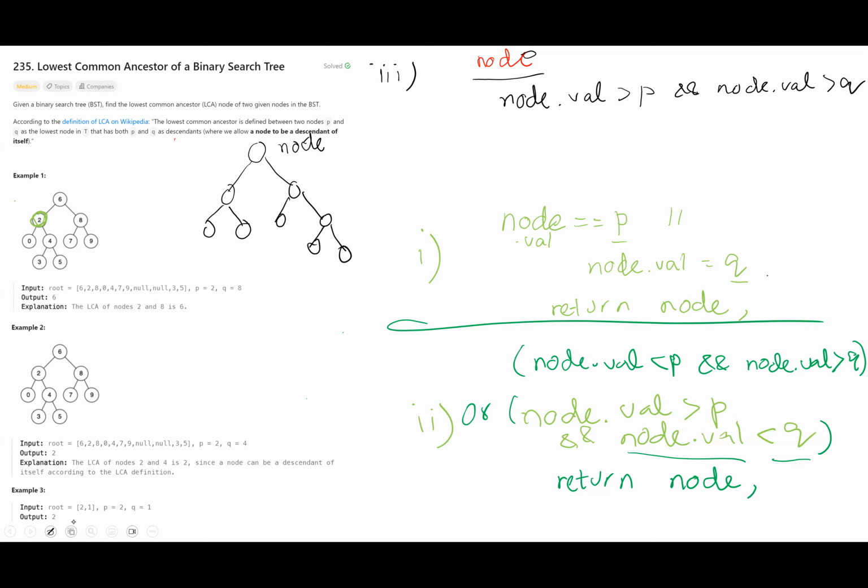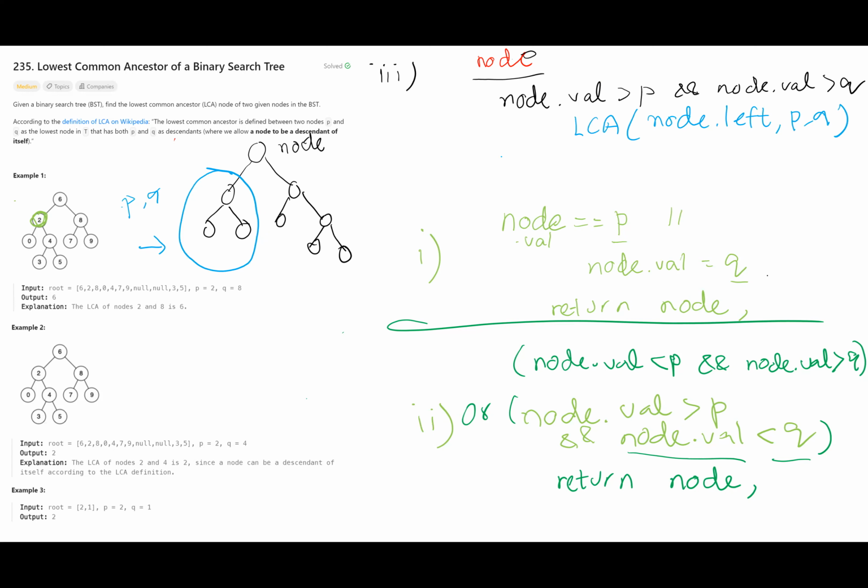Can I say now that if my node's value is greater than P and Q, that means both P and Q are here, both of them here, because my node's value is greater than P and Q. That means P and Q are in its left subtree, right? So in that case, can I call the lowest common ancestor function on the node's left child and P and Q, right? So now I can just search in this area for P and Q.